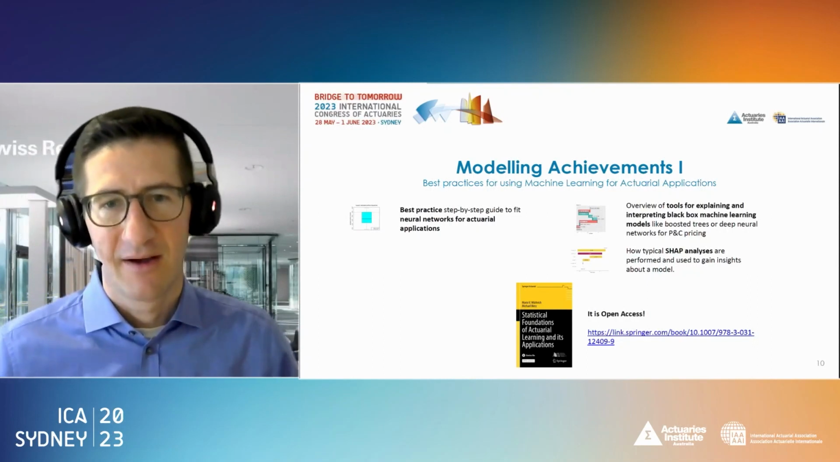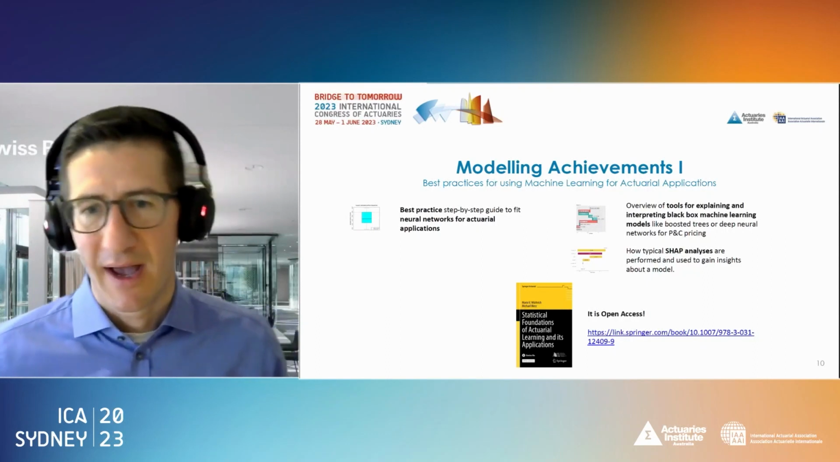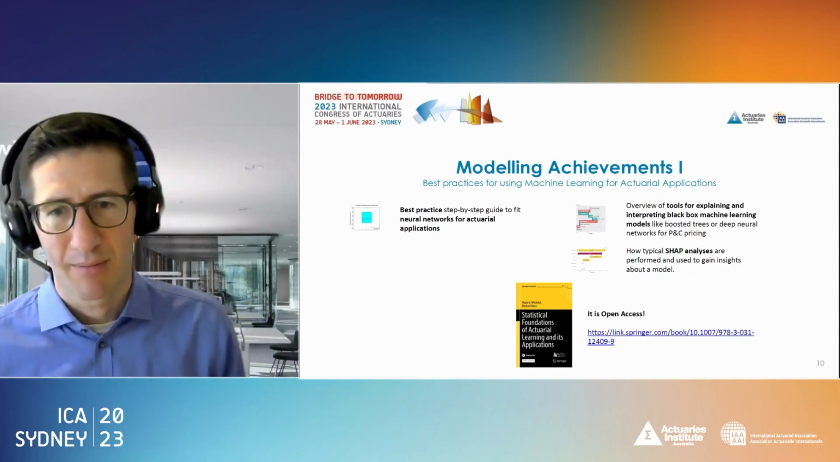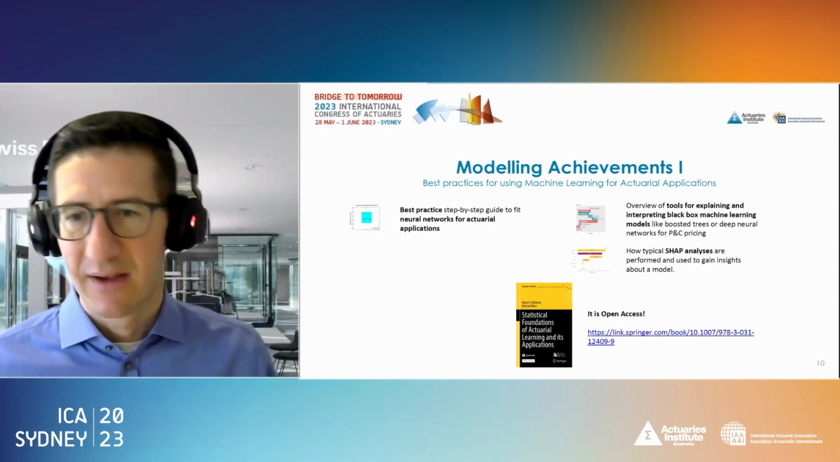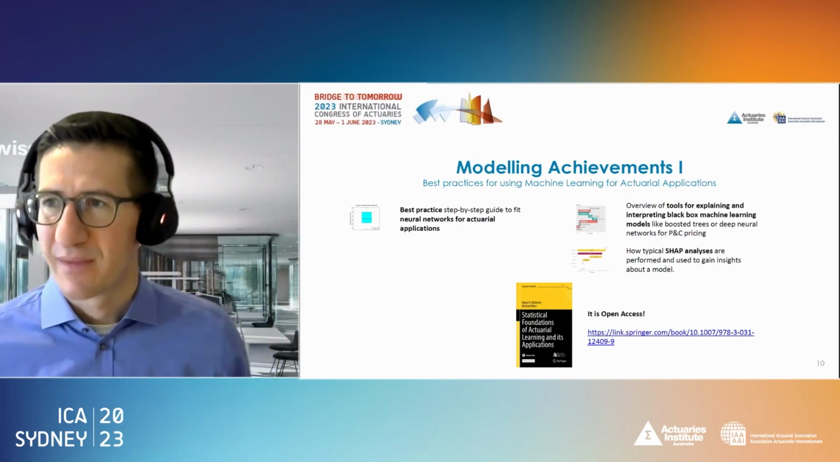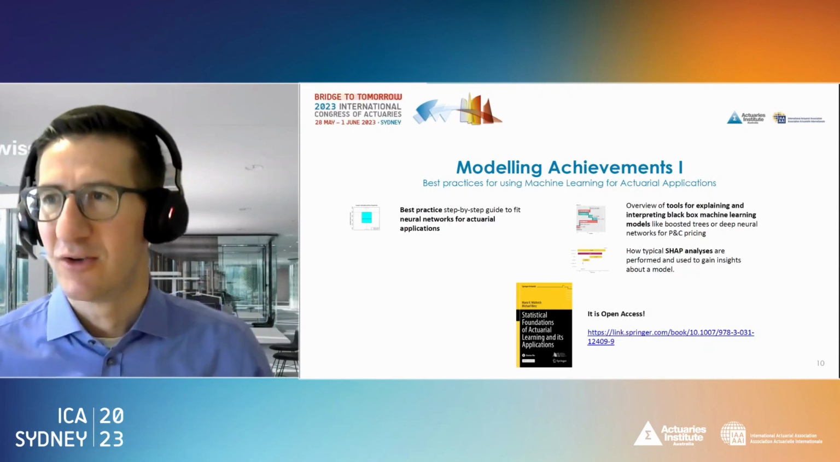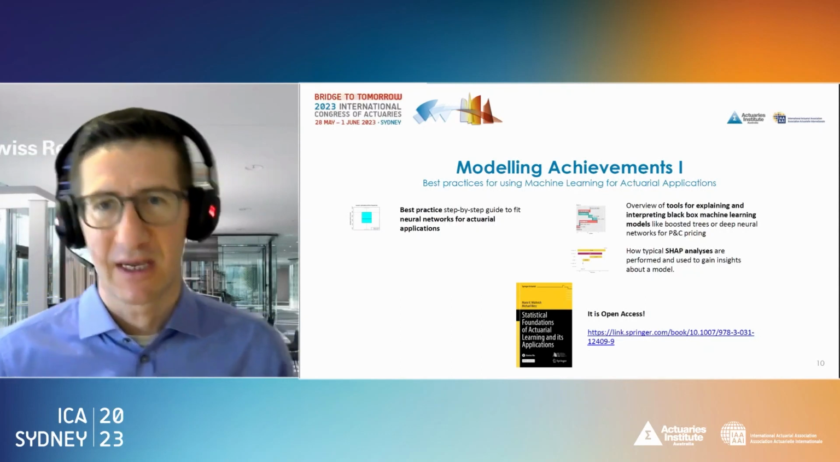And then, coming from our working group, there's a book that has been published. It's open access, so I will share the link maybe afterwards in the chat, where you find a lot more on how to use machine learning for actuarial applications.